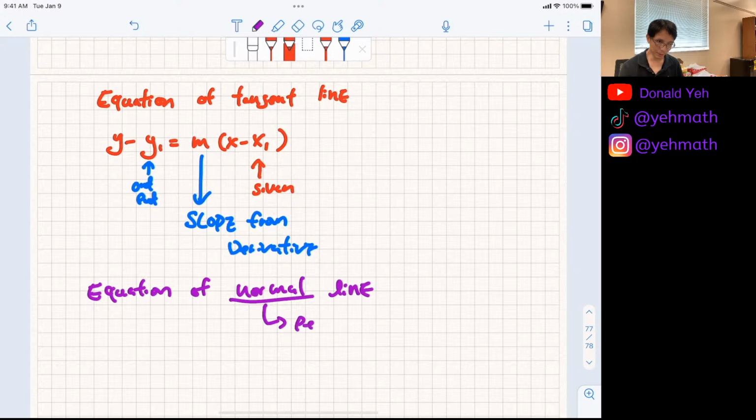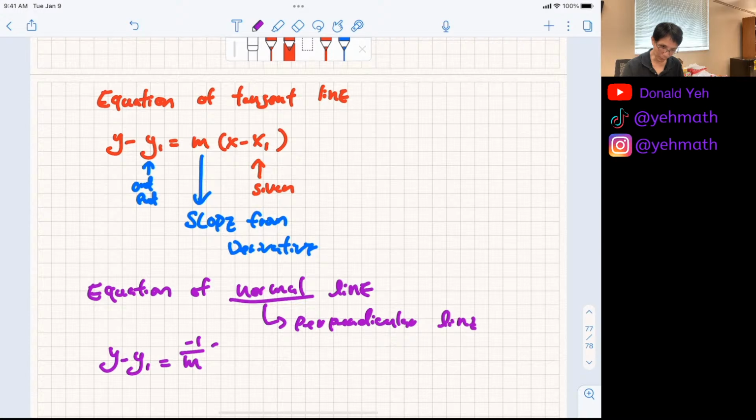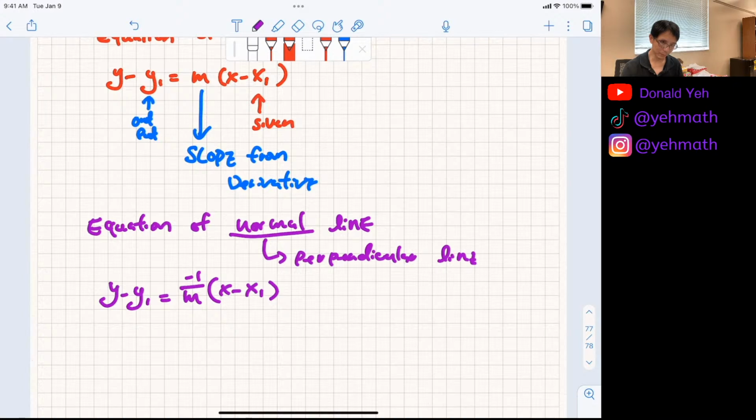This means perpendicular line. So instead of crossing at one point, it's crossing in another direction. It forms a 90 degree angle at that particular point. So that's called the normal line. So then it's going to be y minus y1 equals negative 1 over m times x minus x1. So it's the opposite reciprocal. Do you guys remember that from the SAT? You have to remember it's the opposite reciprocal.